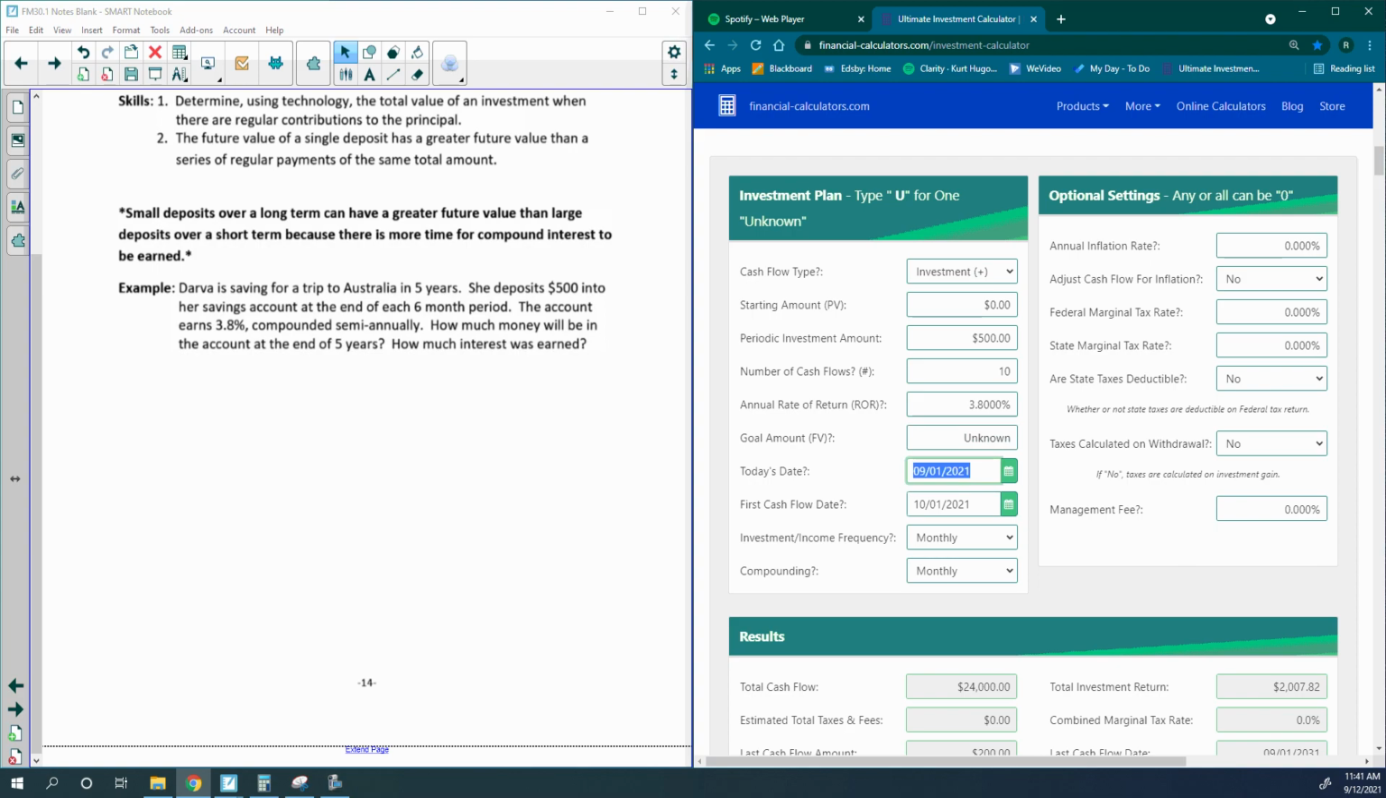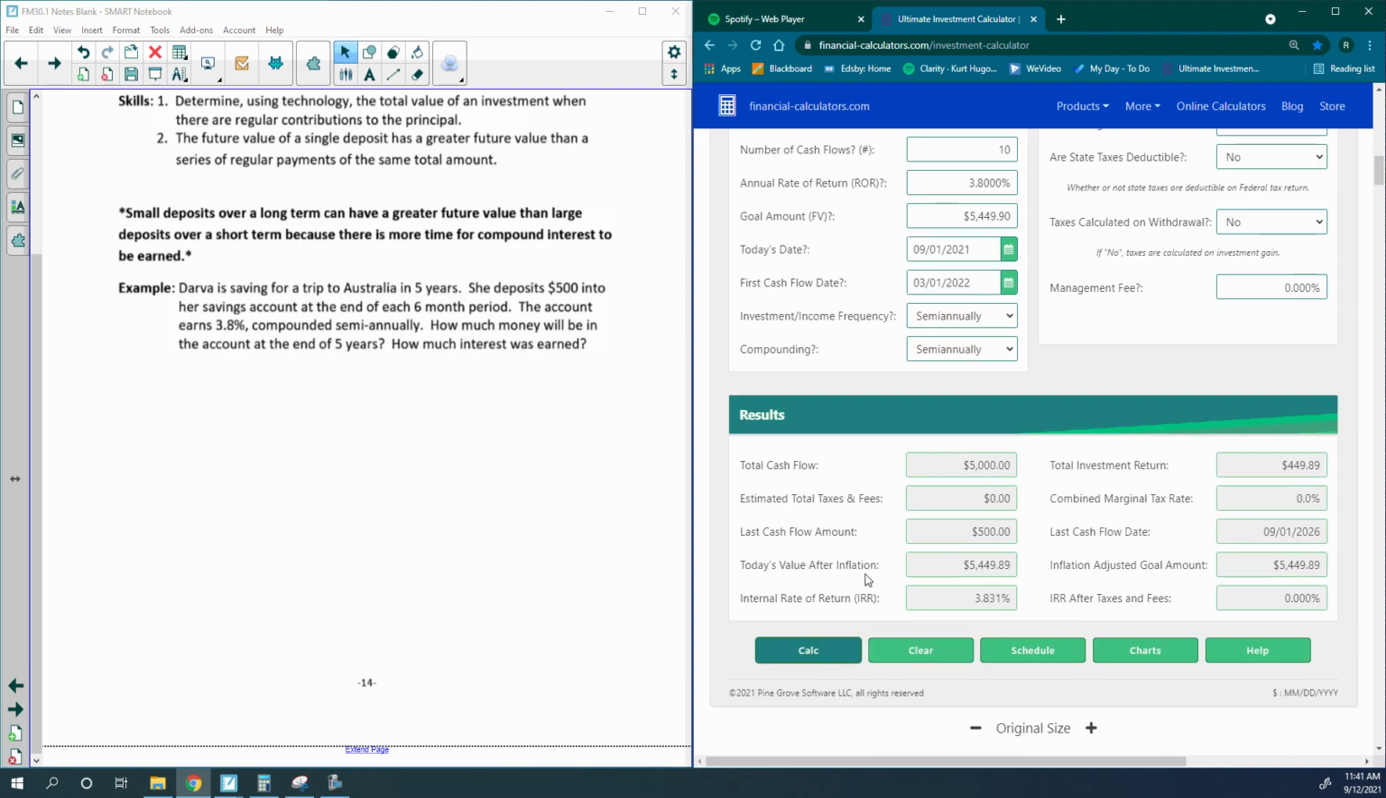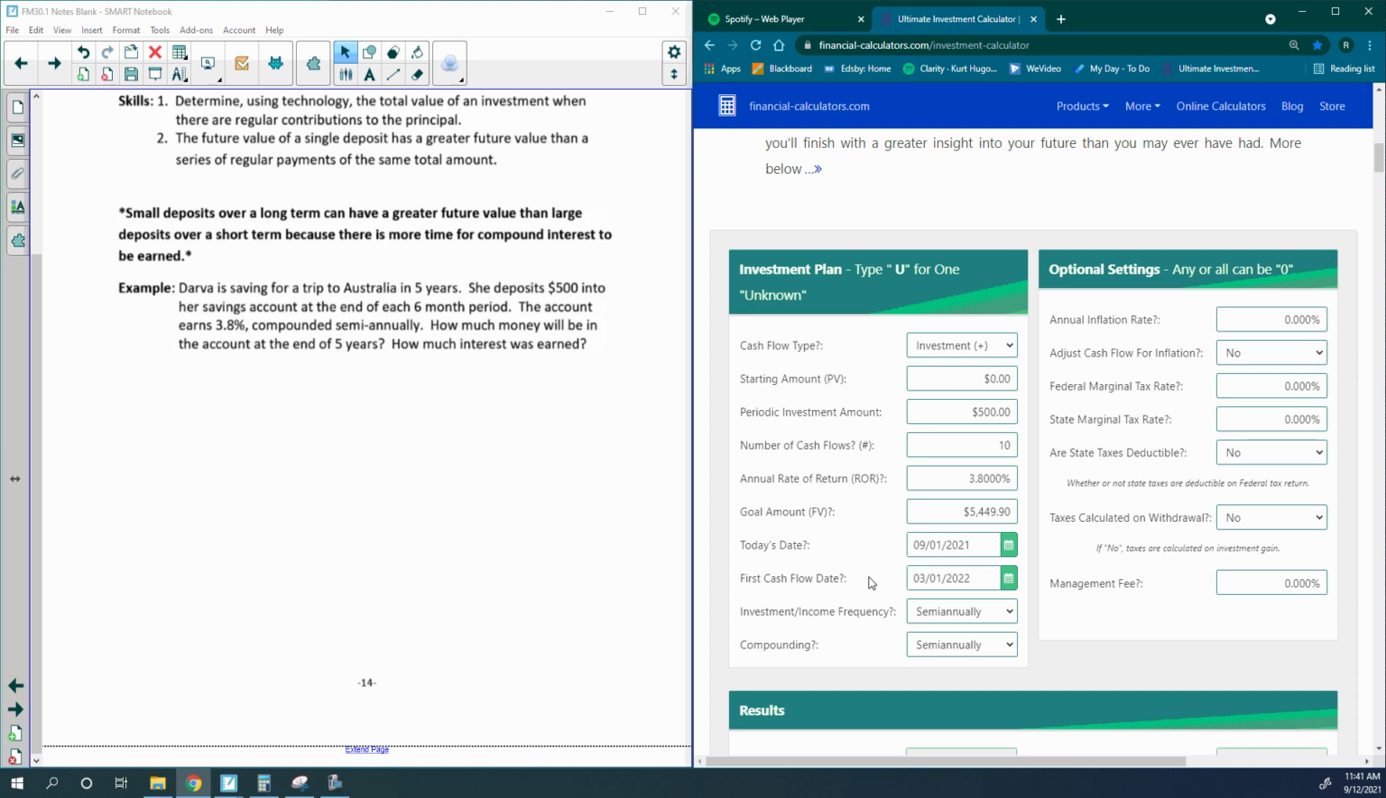Now, switching today's date to the 1st, 6 months later would be March, so 03/01/2022. And then we're doing semi-annually for our compound. I'm going to hit calculate. So to answer the first part of this question, her future value is equal to $5,449.90. So that answers part 1 of this question.